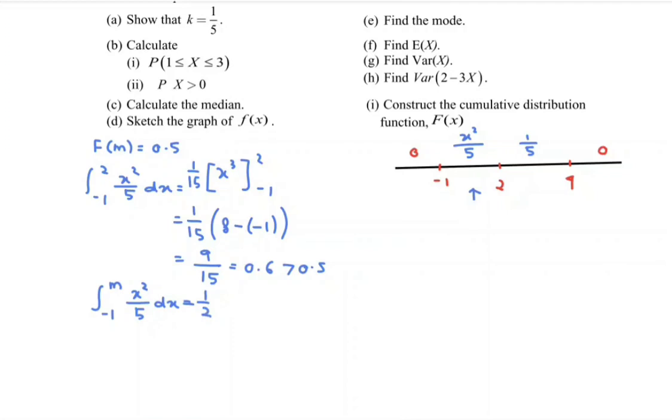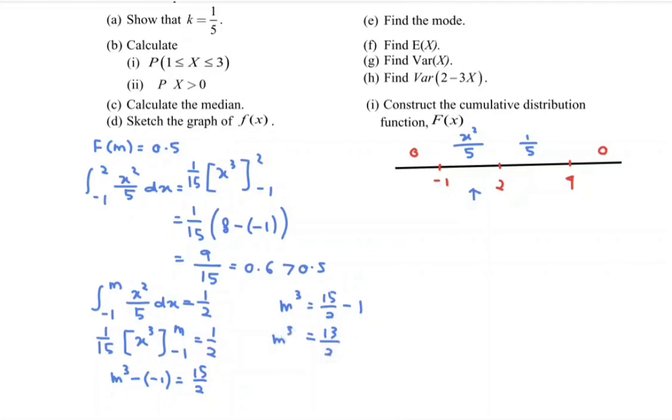So it refers to the previous situation. So we have x to the power of 3, bracket, here we have 1 over 15, then m and negative 1 equals 1 over 2. If we substitute the situation, we will have m cubed minus the situation negative 1 equals 15 over 2. Rewrite the situation. So here we have m cubed, which equals 15 over 2 minus 1. So here we have 13 over 2. So m cubed, based on the situation, m will be equal to the cube root of 13 over 2.